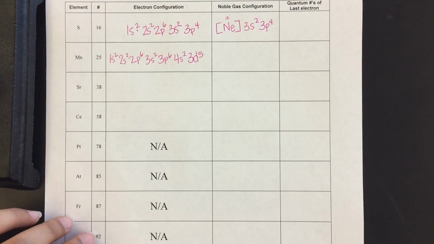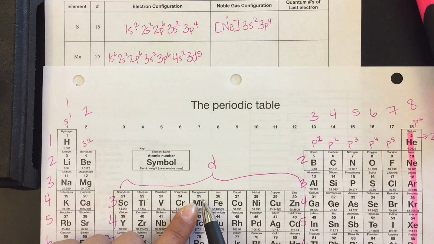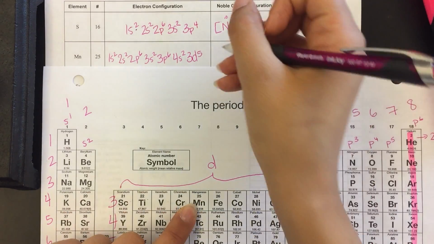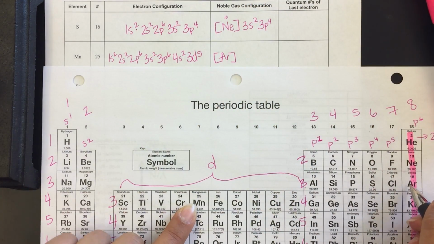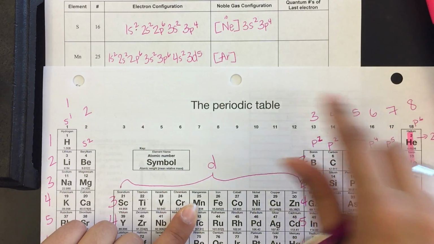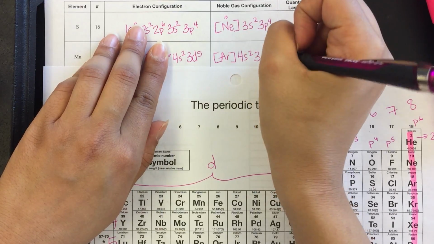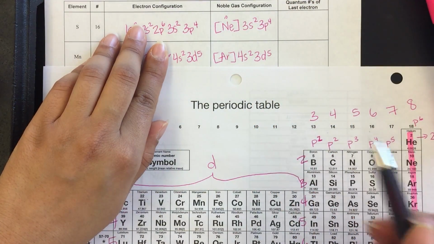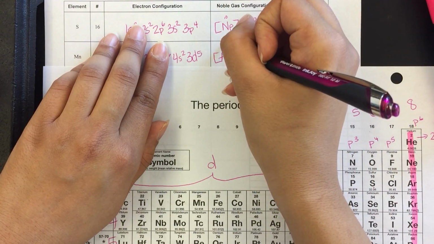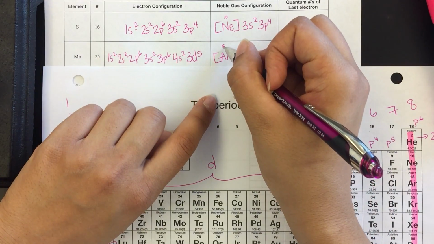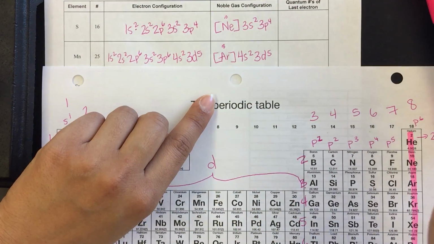How to do noble gas configuration: manganese is 25. The noble gas that came before it is argon, so I would put Ar in brackets. Ar ends at 3p6. So after 3p6 is 4s2, 3d5. And I can always check my answer. Argon represents 18, you don't write that, that's just a note for myself. 18 plus 2 is 20, 20 plus 5 is 25.